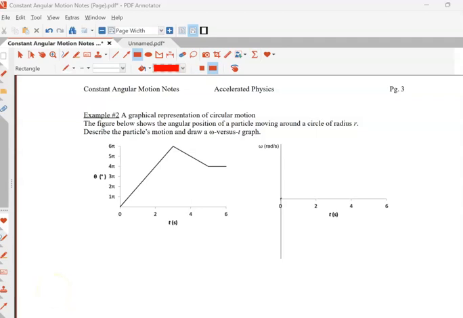Okay, so I hope that you watched the previous video on graphing constant angular motion, and now we're just going to take a look at the application of this in example 2.